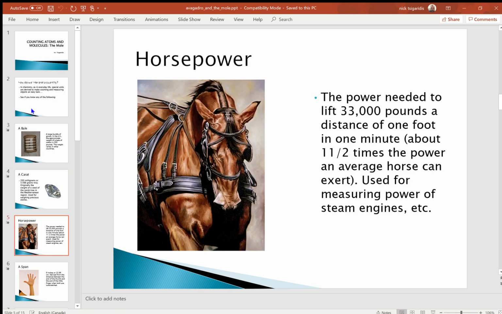Horsepower, so you oftentimes hear horsepower with cars, or motors will oftentimes have a horsepower rating. 1 horsepower is the amount of power that you need to lift 33,000 pounds a distance of 1 foot in 1 minute, or 11 over 2, or 5.5 times the amount of a horse in terms of the actual weight or power that horse has. Again, we use it to measure the power of our engines.